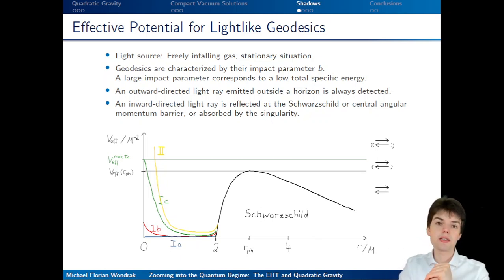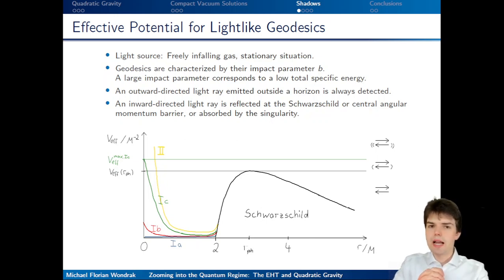Their geodesics can be classified by just one parameter in spherical symmetry, namely the impact parameter b. If I have a large impact parameter, so if I'm far away from the black hole, it actually corresponds to a low total specific energy. And in this sketch of the effective potential, I'm in the lower part. While if I'm very close, directed toward the central object, then I have a small impact parameter and I'm more in the upper part of this regime.